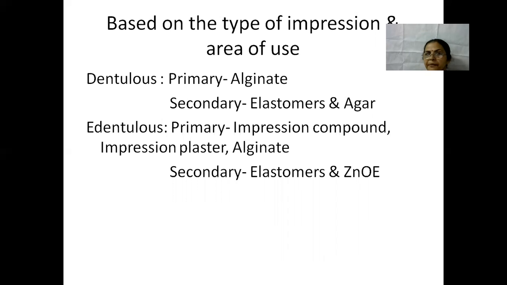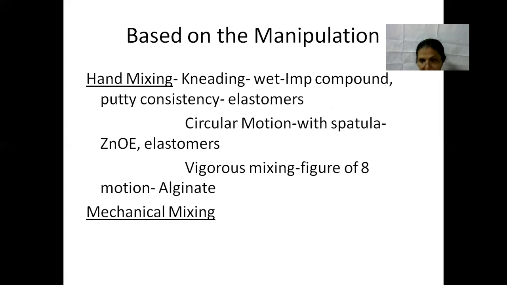Then based on the impression and area of use, for dentulous you have primary impressions, for which you use alginate. For secondary impressions, you have elastomers and agar. For edentulous impressions, you can use impression compound as your primary impression material, impression plaster, and alginate. Whereas for secondary, you use elastomeric impression materials and also zinc oxide eugenol impression paste.